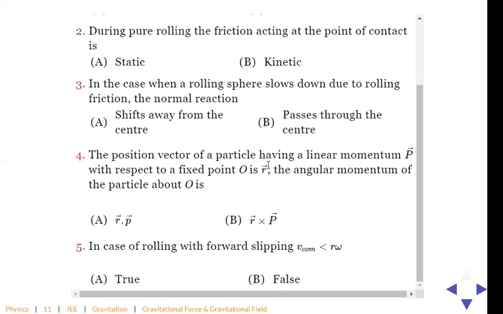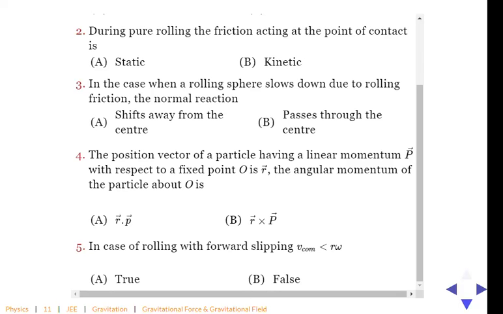Fourth one: the position vector of a particle having linear momentum p with respect to a fixed point O is r. The angular momentum is given by... this is a basic formula. Okay, very good. So everyone remembers, very good. Fifth one, last one: in case of rolling with forward slipping, Vcom is less than r omega. True or false?